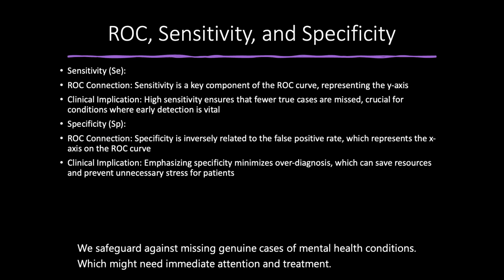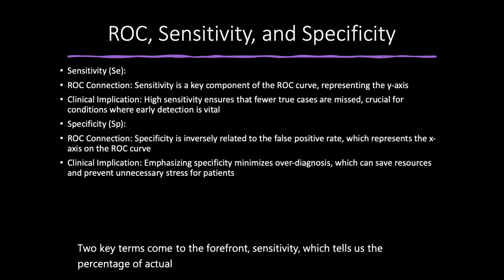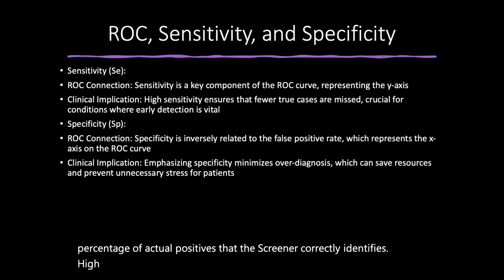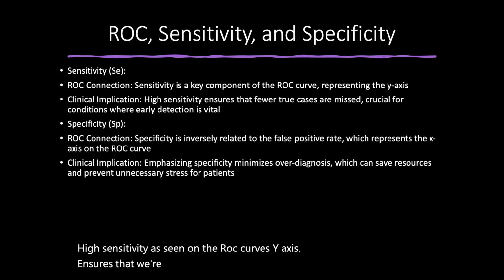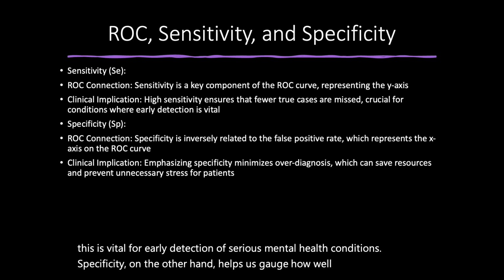In understanding diagnostic tests, 2 key terms come to the forefront: sensitivity, which tells us the percentage of actual positives that the screener correctly identifies. High sensitivity, as seen on the ROC curve's y-axis, ensures that we're catching as many true positive cases as possible. And this is vital for early detection of serious mental health conditions. Specificity, on the other hand, helps us gauge how well a test identifies the true negatives.